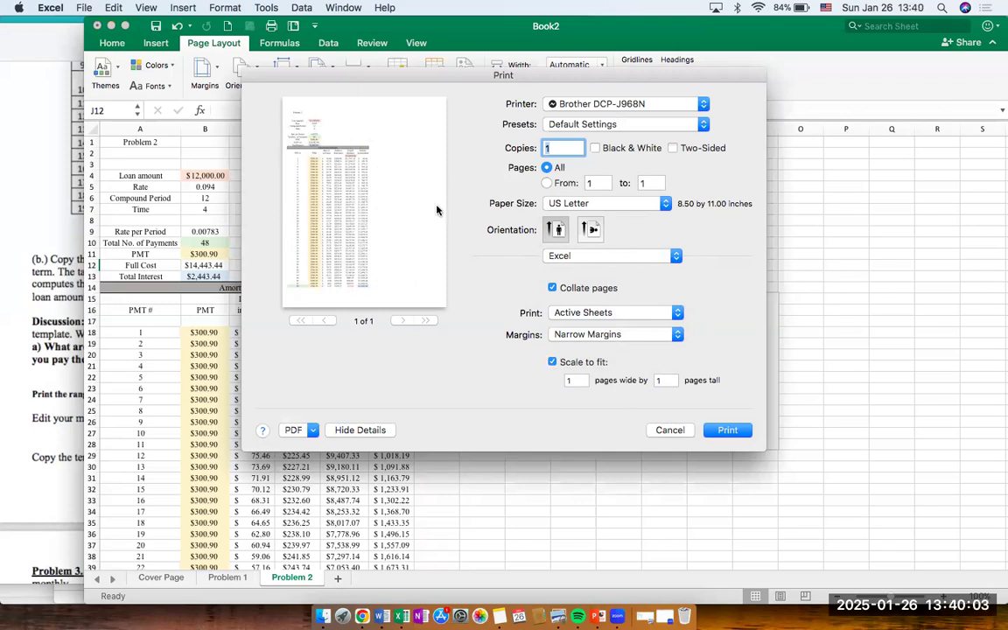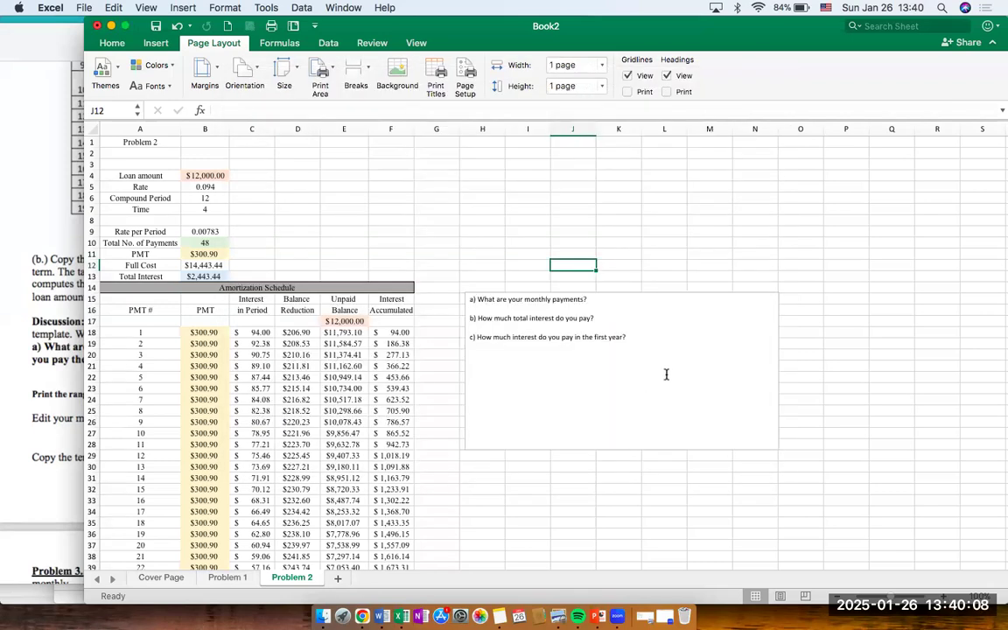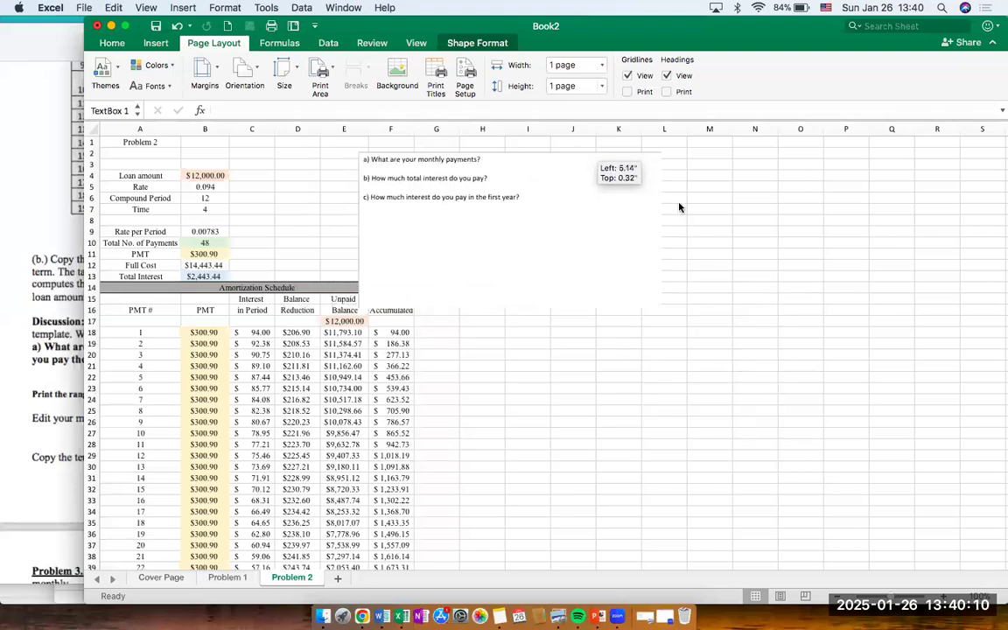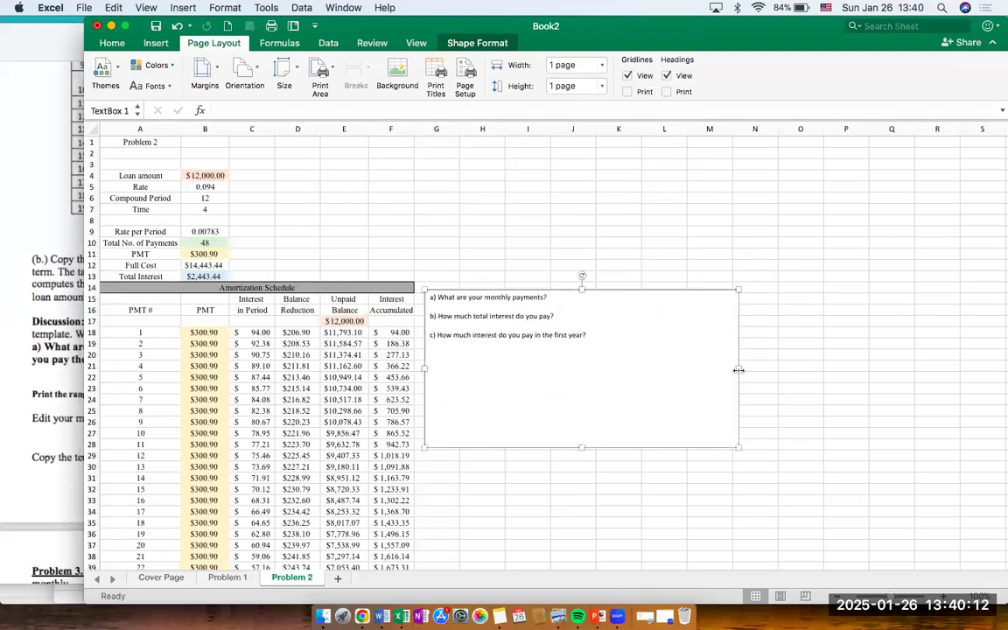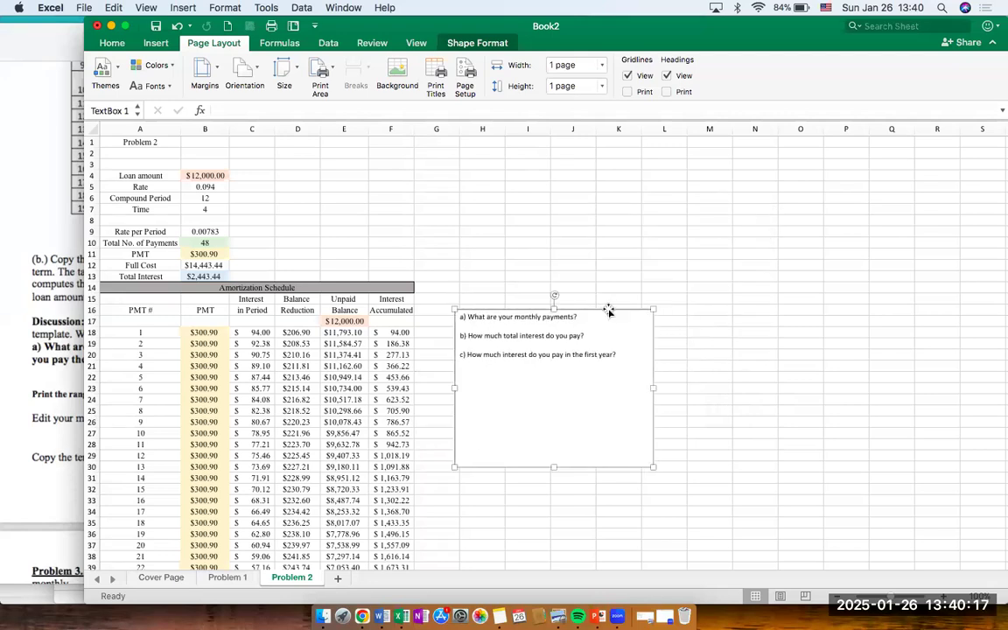I might want to move over my text box just so that I do have that there as well, because notice that it's not including my text box. So I can see if I'll move that over here. Or, if it's still not working, I could put this on a separate page and then print that out separately. Let's see if that's working again.